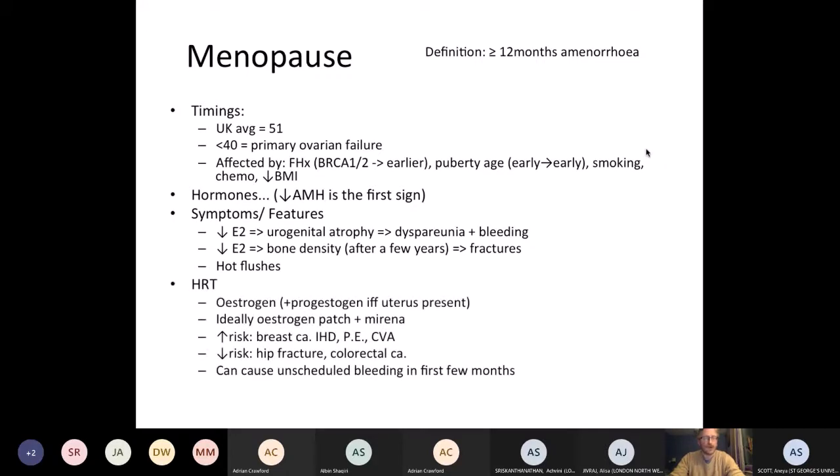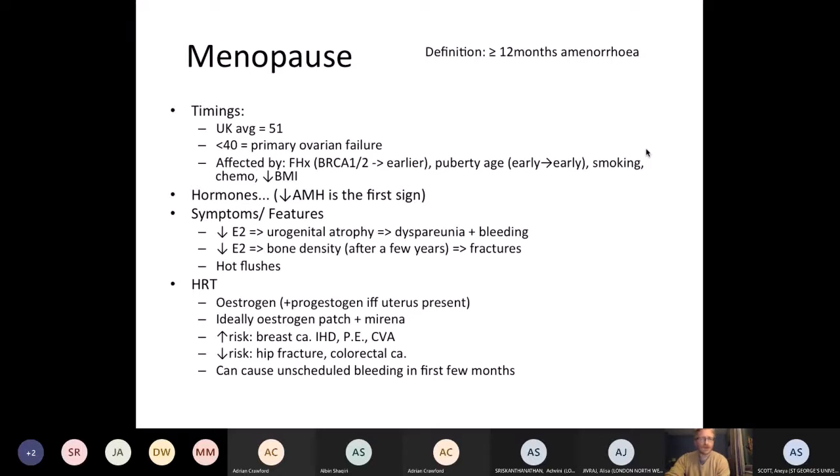And one way of treating that is HRT, or hormone replacement therapy, which consists of 1, maybe 2 things. So it always has estrogen, and then you also must add progesterone if the woman has a uterus. And the reason you do that is because unopposed estrogen causes endometrial hyperplasia and makes endometrial cancer much more likely. But if they don't have a uterus, you shouldn't add on progesterone.